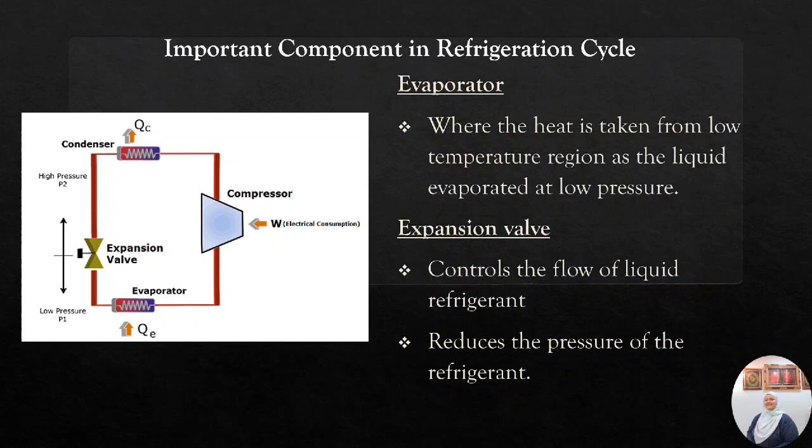Next is the evaporator. The evaporator is where heat is taken from the low temperature region as the liquid evaporates at low pressure. And lastly is the expansion valve, which controls the flow of liquid refrigerant and reduces the pressure of the refrigerant.